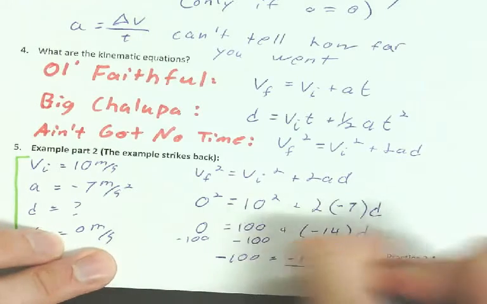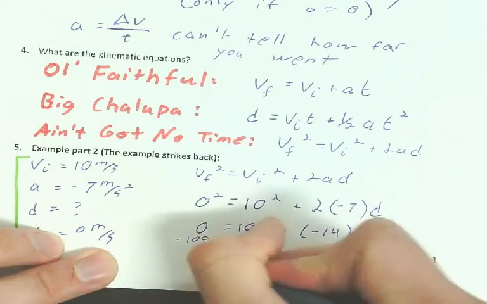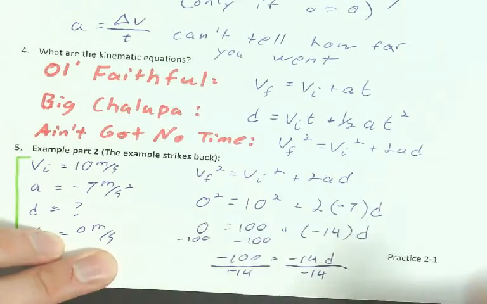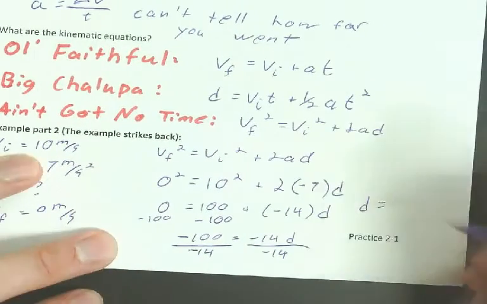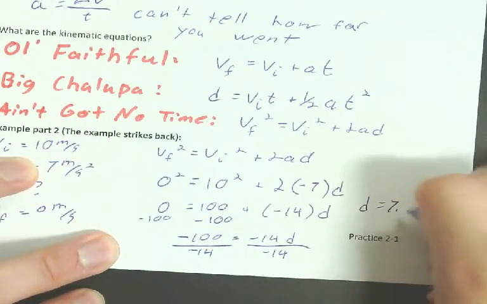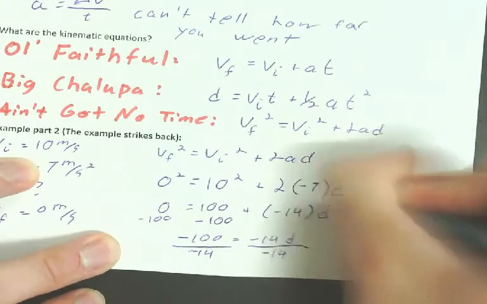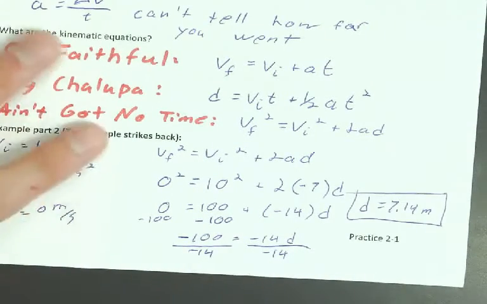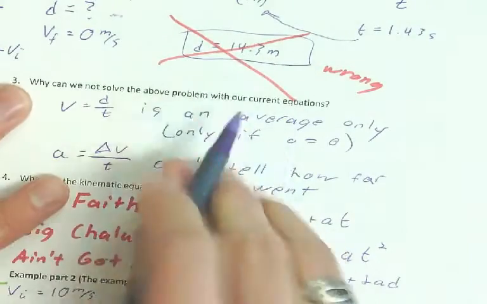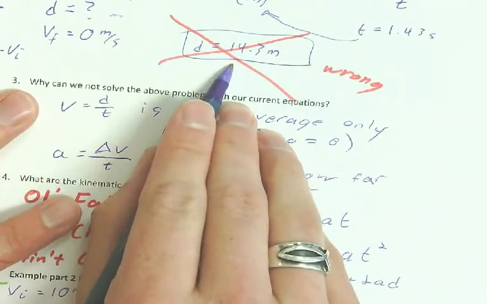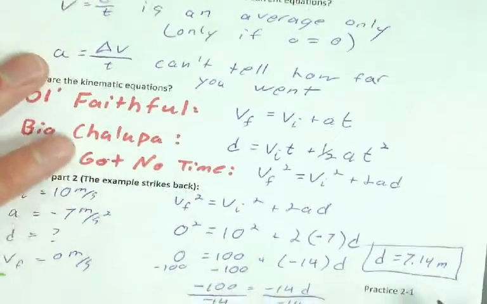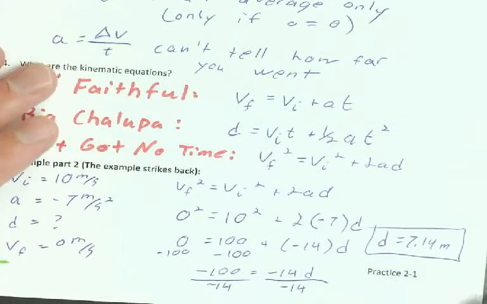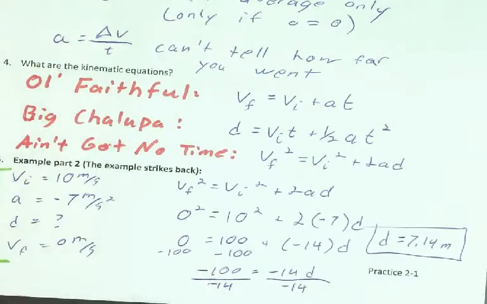Okay, so now I'm going to get D by itself. I divide both sides by -14. When I do that, I get my final answer. D is 7.14 meters. Notice that that is nowhere close to what we got when we did it the other way. We got 14.3. It's actually 7.14. So you really have to be careful that you're using these equations and not the others.